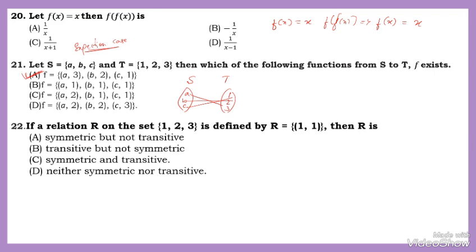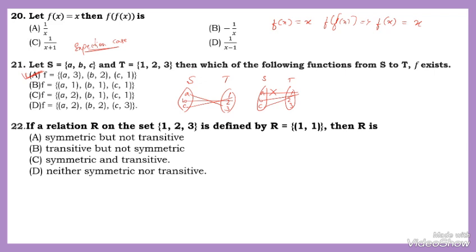Otherwise, I will check the other options also. Here S and T: a, b, c and 1, 2, 3. A is related to 1, b is again related to 1, c is also related to 1. This is not possible. If a function exists, each element must be related to a unique element only. This mapping does not obey this condition.